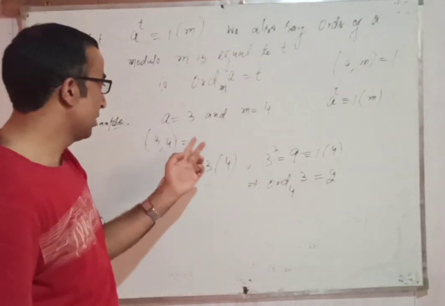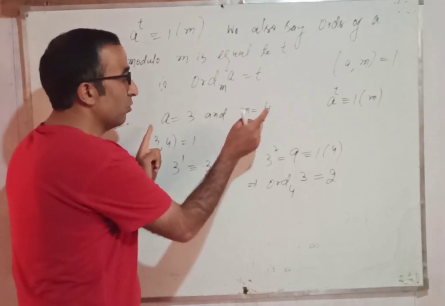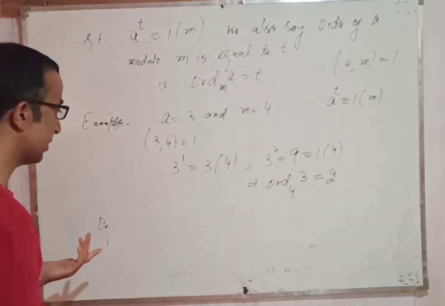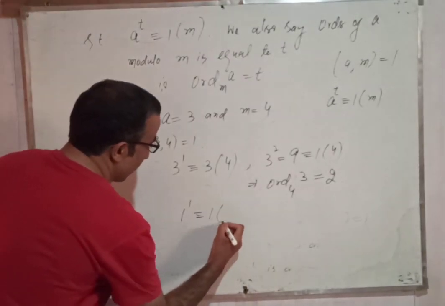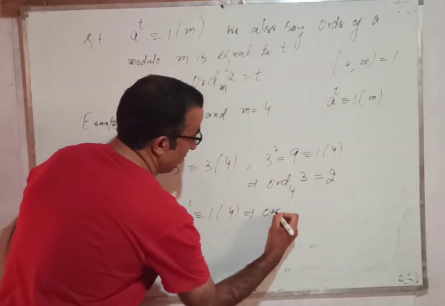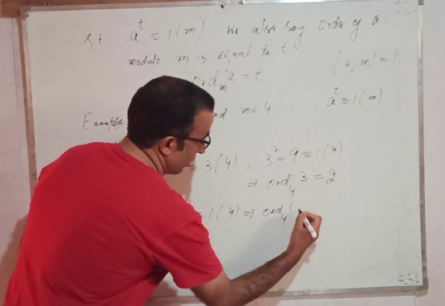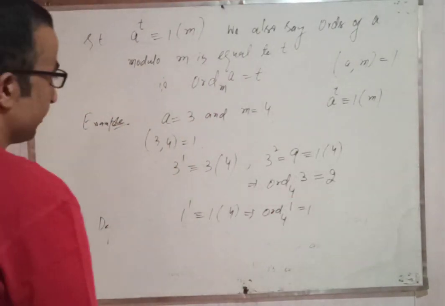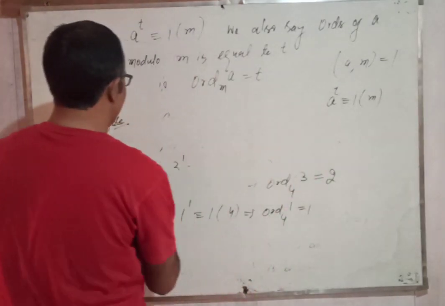Similarly, you can select only those a's which have GCD 1 with the integer 4. So you can now select, say, 1. 1 power 1 is congruent to 1 mod 4. This implies the order of 1 modulo 4 is equal to 1. This way we can calculate the orders. We can take some other examples.